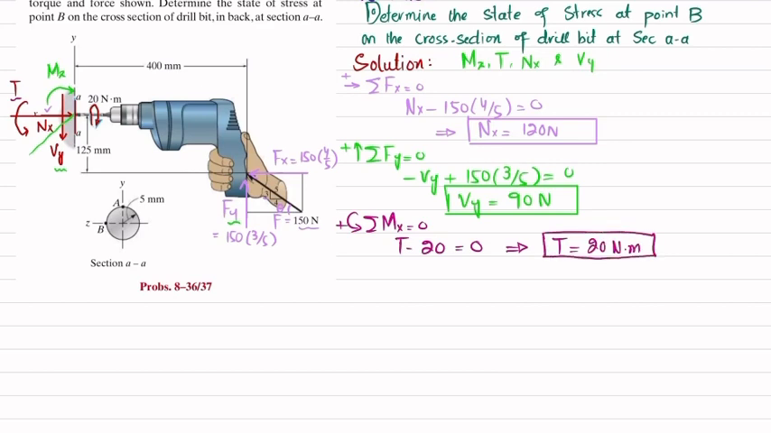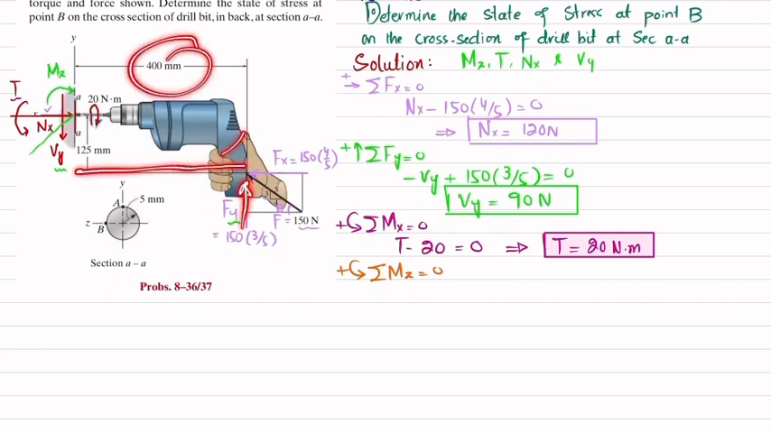And the last thing is that you have to find this moment about the z-axis. So the sum of all moments about the z-axis must be equal to 0, taking the counterclockwise moment as positive. So this is the z-axis. One moment is this one, which is clockwise, minus Mz. The other moment will be this force into the perpendicular distance of 125 millimeter. This will also produce clockwise. And the third moment, which is this force into the perpendicular distance of 400, is producing counterclockwise. So their sum will be 0.